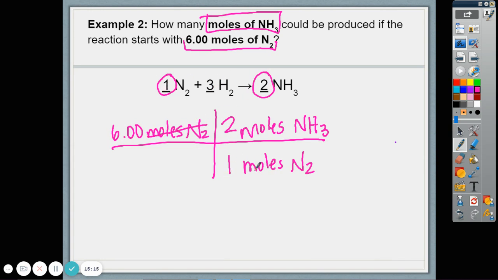So I'm finding these numbers just by the coefficients there. Moles of N2 are going to cancel out since one is on the top, one is on the bottom. Those are now gone. So then my answer, I would just take 6, multiply it by 2, and get 12 moles of NH3 as my answer.